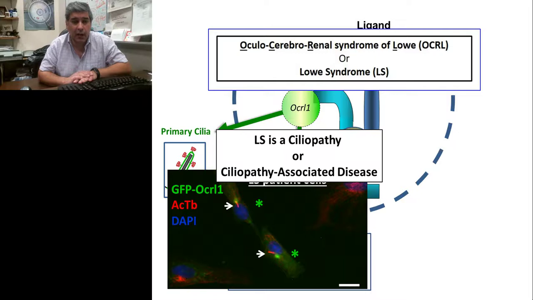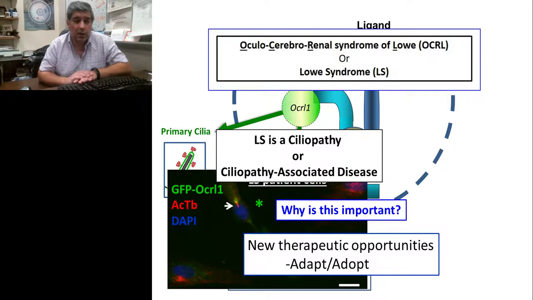Since then, Lowe syndrome has been called a ciliopathy or a ciliopathy-associated disease, and these findings have been corroborated by multiple other investigators in many different parts of the world. Why is this important? Well, it's important because ciliopathies is a very populated area of research. There are new therapeutic opportunities surfacing or being tried pretty much every day. And we hope that we can utilize some of these advances to adapt or adopt them for Lowe syndrome treatment.